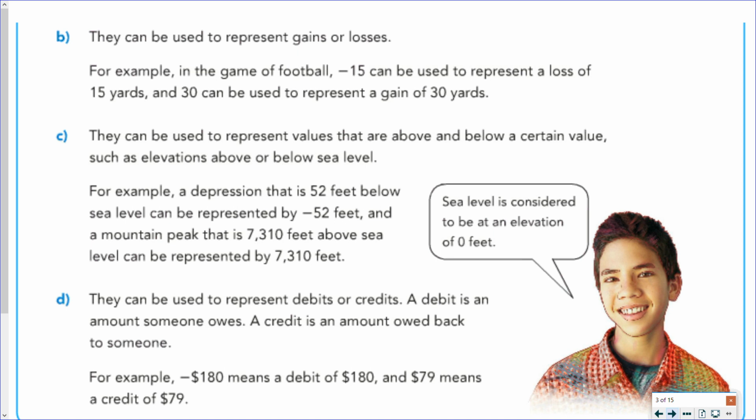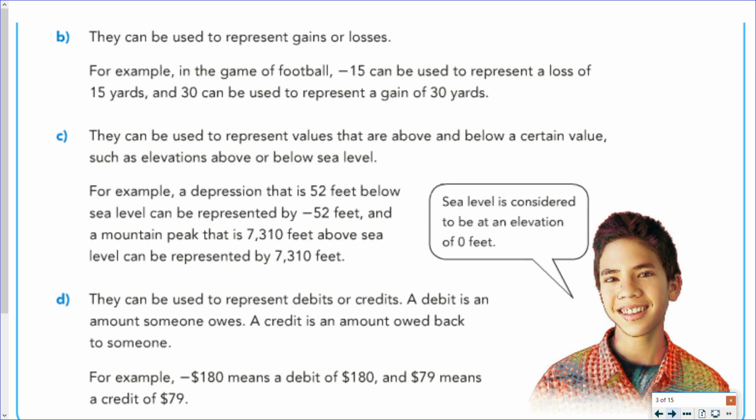You can use them to represent gains or losses. Football season is starting up here, and so if a player loses 15 yards, we would say that he gained -15 because he lost yardage there. And if he gains 30 yards, we would use a positive 30. So a loss would be represented by a negative number and a gain by a positive 30.